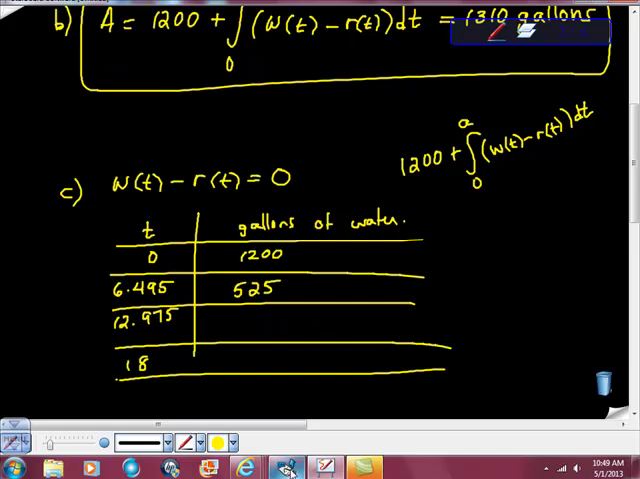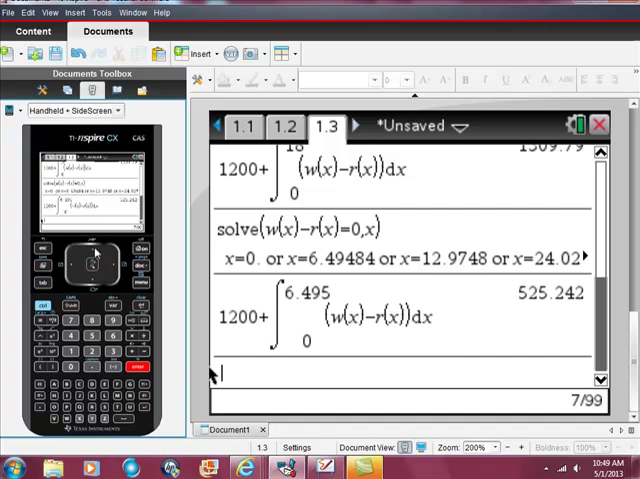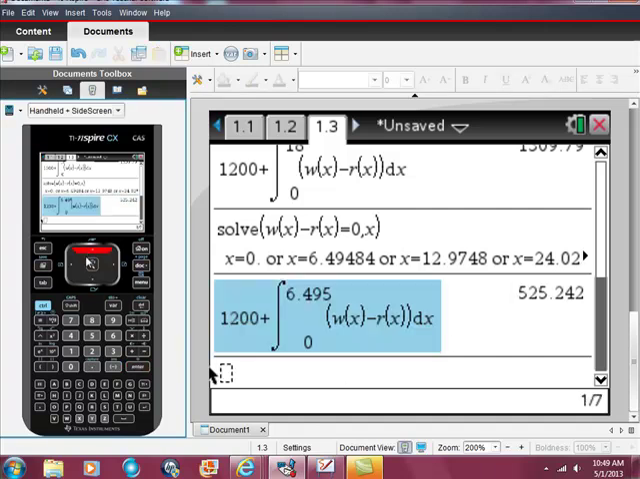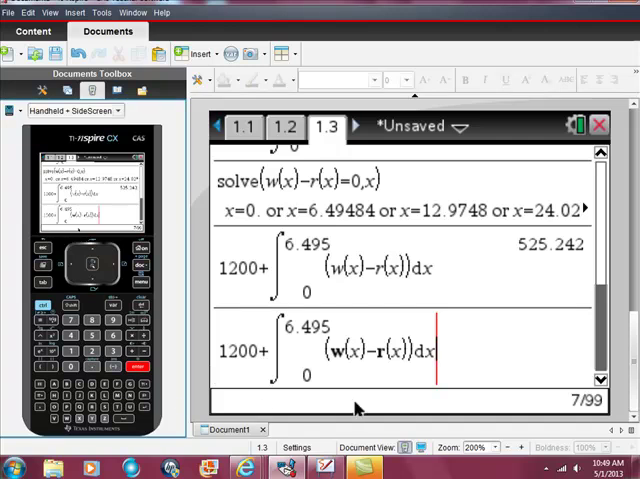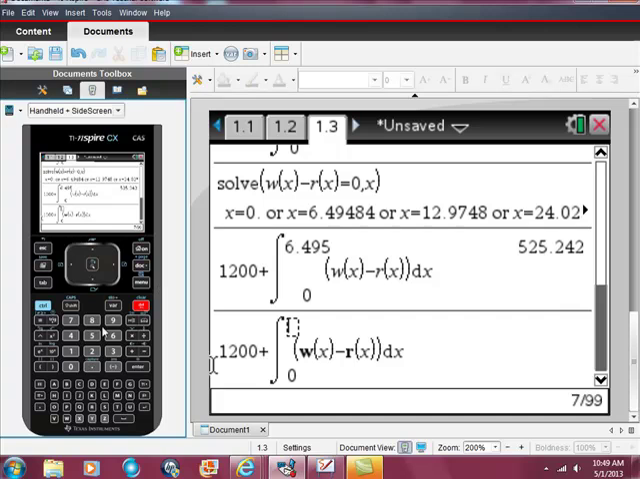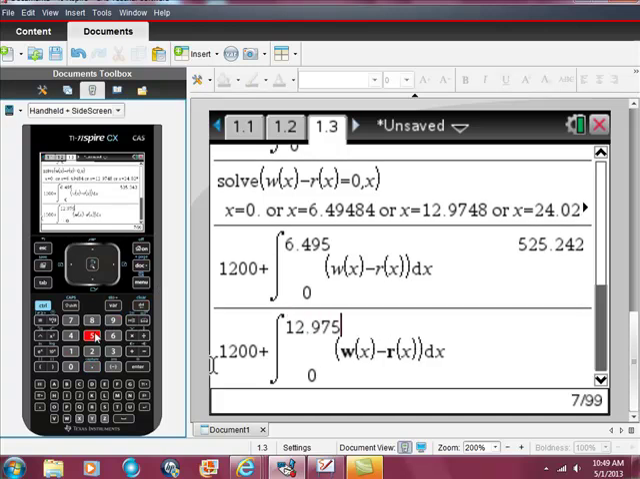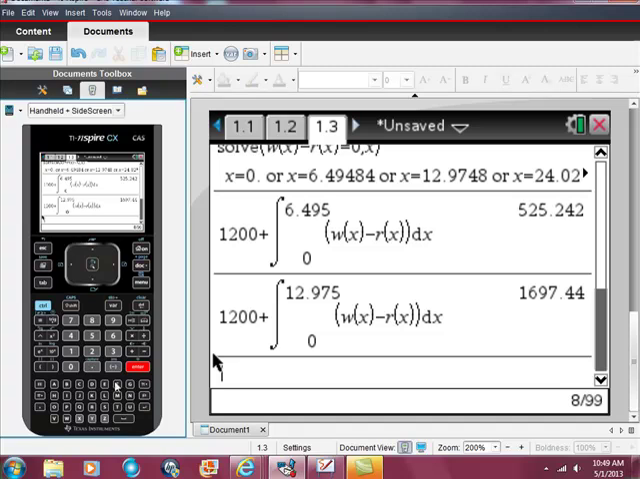I'm going to go back and do this again. It seems like a pain in the neck, but it's not at all. I'm going to use my cursor here and here. Just hit the up cursor, hit enter, and it retypes it here, and now you can edit this. So all I'm going to do is walk back to this value up here, take this value out and put my new value in. The new value that I wanted to put in was 12.975. Hit enter. 1,697 gallons.